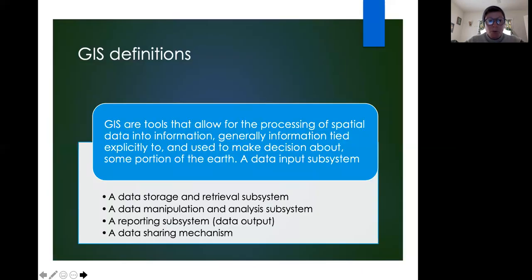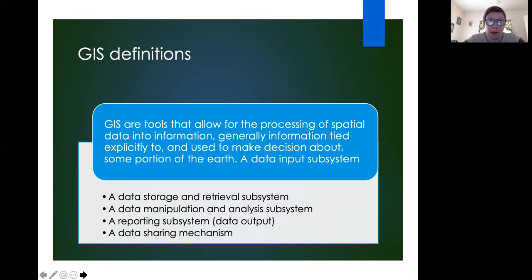Okay, right, so we have been using ArcMap in class and talking about maps and a lot of visual representations of the world. And I want to remind y'all that the definition of GIS is geographic information science or geographic information systems. So it is bigger than just making maps, right? And so it says here, GIS are tools that allow for the processing of spatial data into information, generally information tied explicitly to and used to make decisions about some portion of the earth, right?